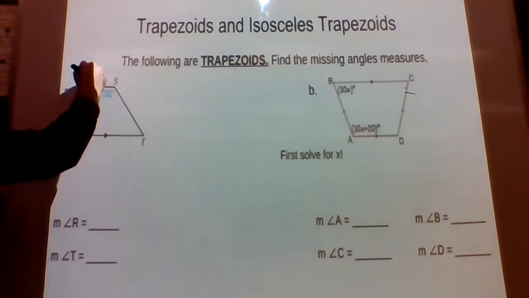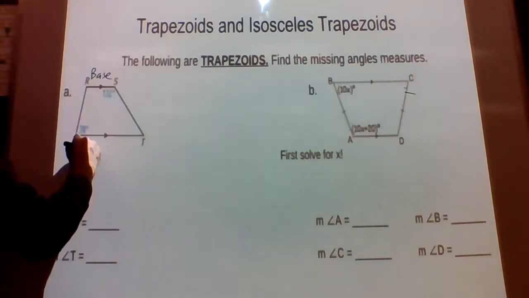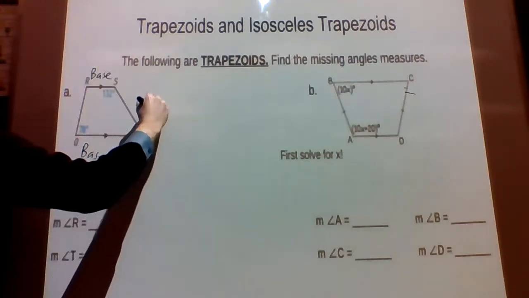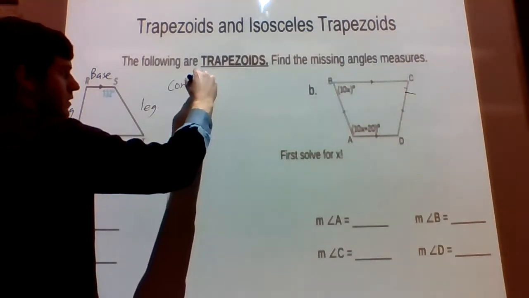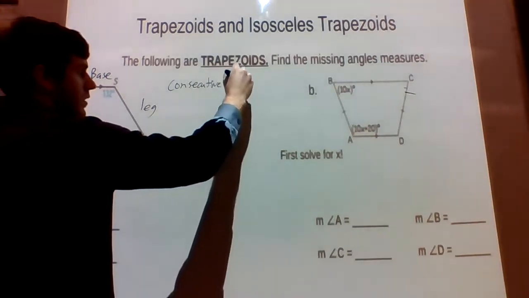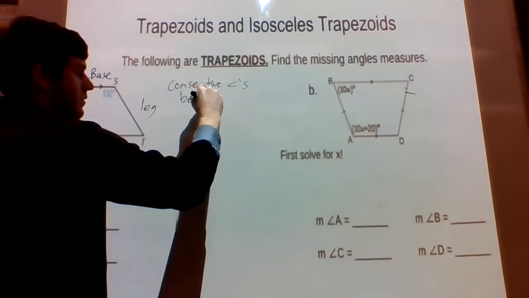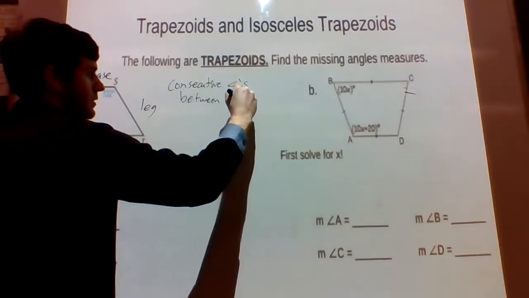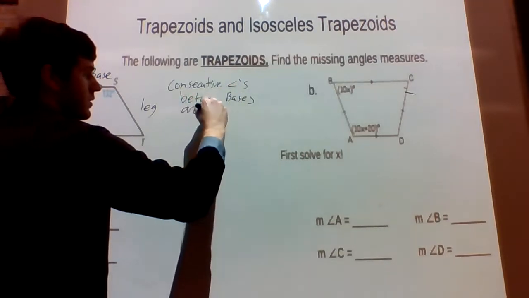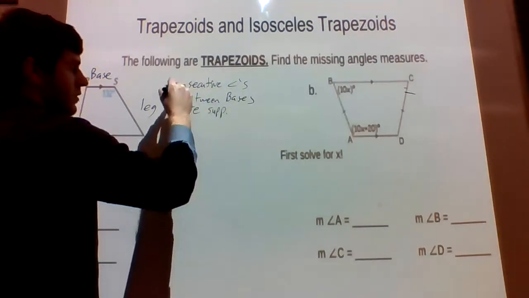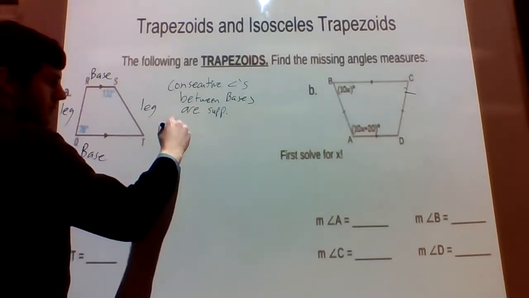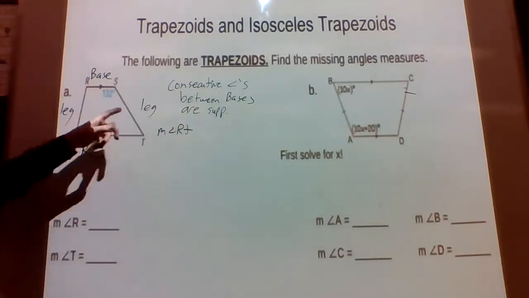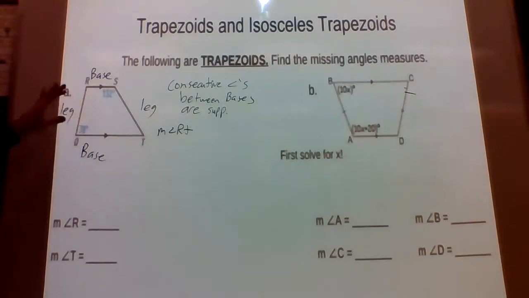So here we have a base, a leg, and a leg. Consecutive angles between bases are supplementary. That's the property we're going to use. So the measure of angle R plus... here's our legs, here's our bases, so consecutive angles between the bases.